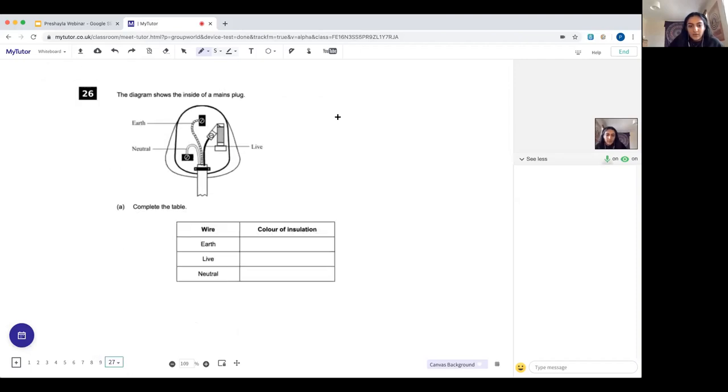Okay, so I think we should be able to answer this question really quickly now. So what is the colour of the earth? What is the colour of the live? What is the colour of the neutral? Just as the last question to wrap things up and make sure everyone's really understood. Brill, yellow and green stripes, brown and blue. Great.